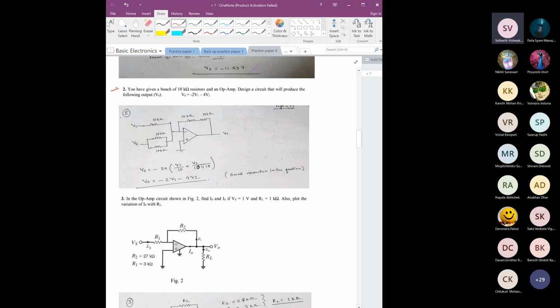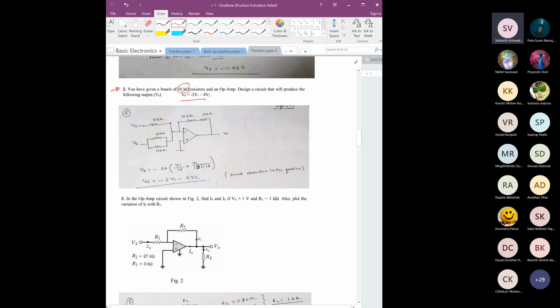So here, let us see this question number 2. Here you have been given a bunch of 10 kilo ohm resistors and an op amp. The resistance values are fixed, that is 10 kilo ohm. You cannot go beyond that or lower than that, meaning you cannot take any arbitrary resistance value. Design an op amp circuit that will produce an output V output equal to minus 2V1 minus 4V2.